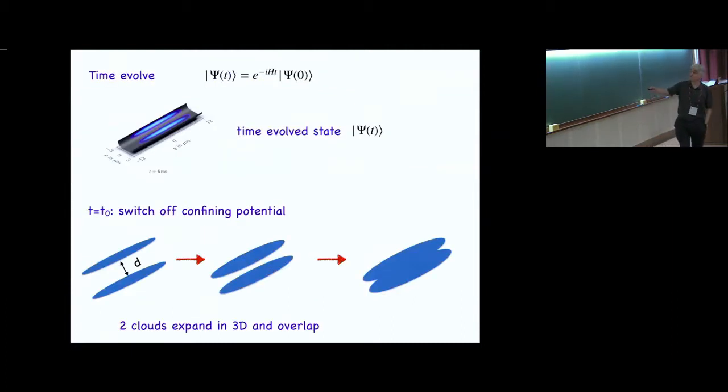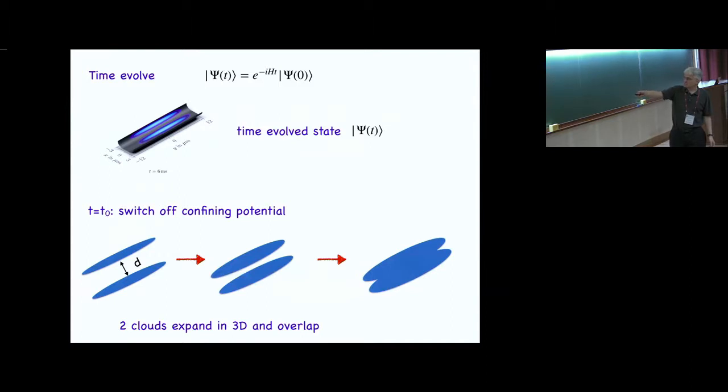Okay, but what do they measure? So first of all, they let the system time evolve, just as I had said before in this quantum quench protocol. So you prepare it in some initial state, then you let it evolve in time. Okay? So you get some time evolved state of the system in this split Bose condensate. Then what they do at some time t0, so they let it evolve for some time, then eventually they switch off the confining potential. They switch off the potential that forces the rubidium atoms to move in this one-dimensional trap.